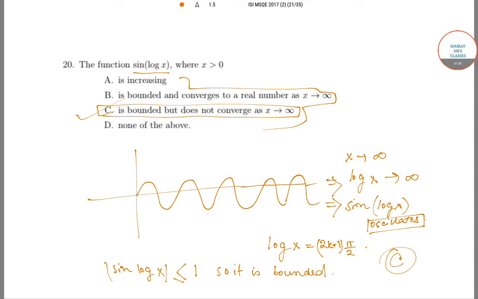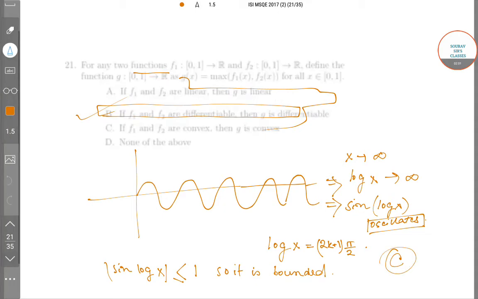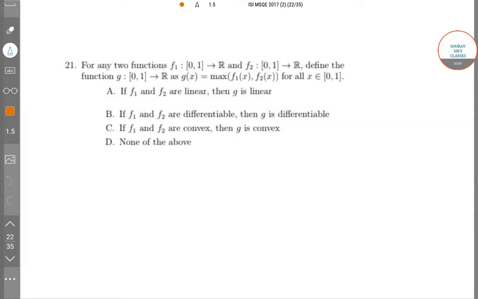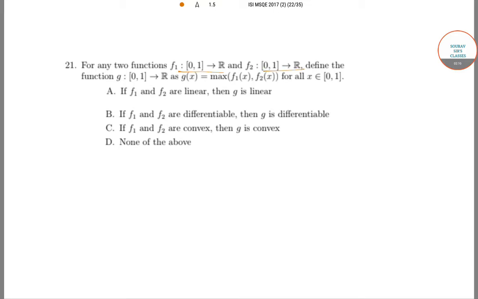Now let us look at the next problem. For any two functions f1 and f2 from closed [0, 1] to R, we define g as the max of f1 and f2. So the options are: if f1 and f2 are linear, then g is linear. If f1 and f2 are differentiable, then g is differentiable. If f1 and f2 are convex, then g is convex, or none of the above.